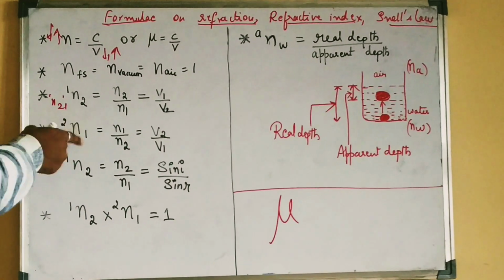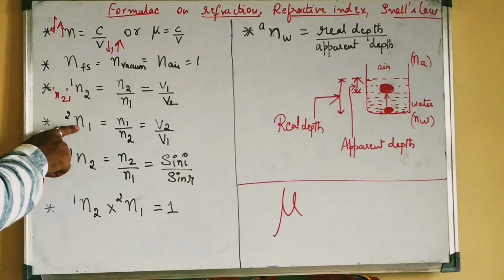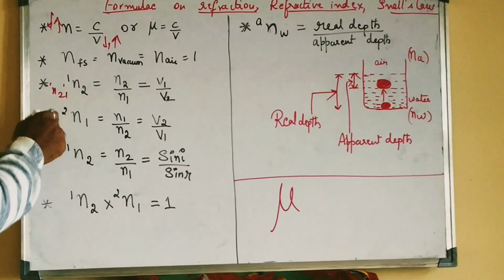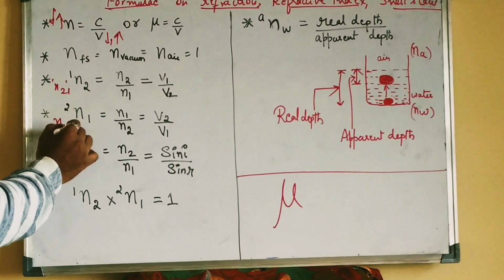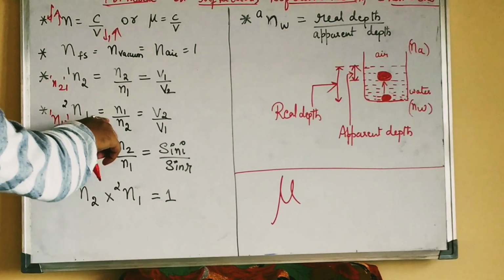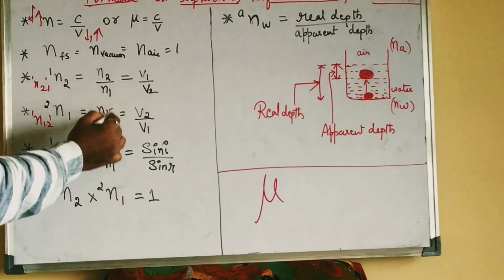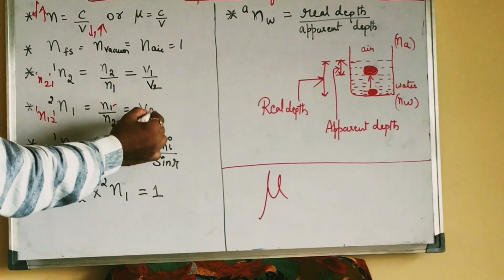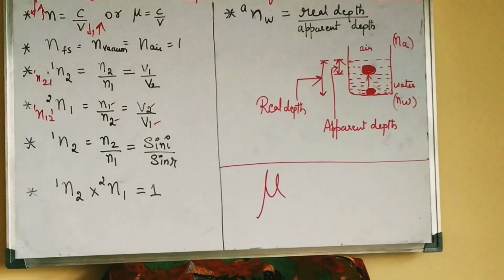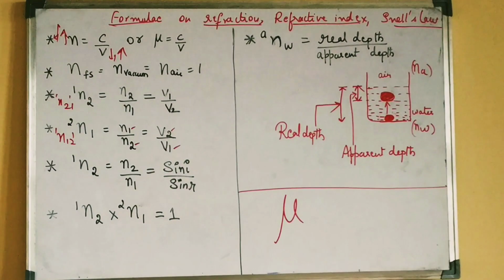Now again, change the rarer and denser medium. Now see here, the refractive index of the first medium with respect to the second medium, I can write this as n12, which is equal to n1 by n2. So how about velocity? Here numerator 1, denominator 2. So for velocity, numerator 2, denominator 1, because they are inversely proportional.